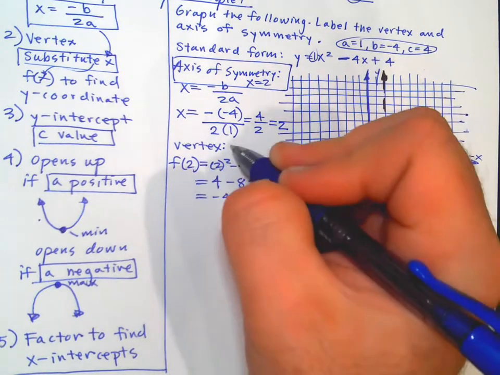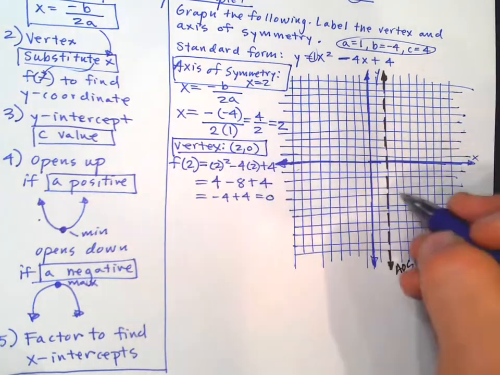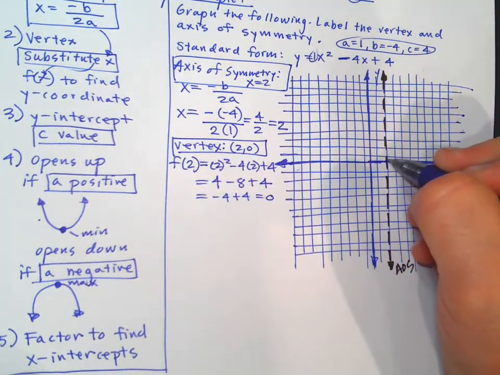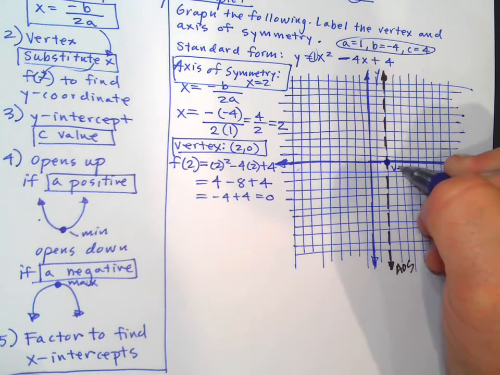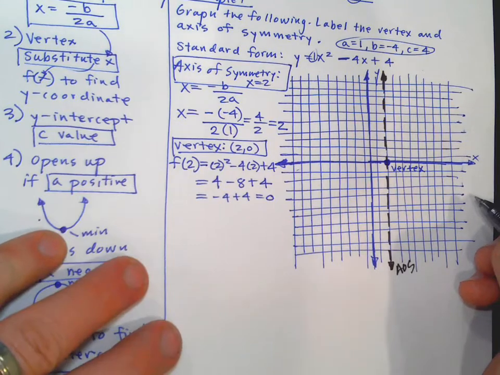That's the x value of the vertex. The vertex is a point. It is 2, 0. On your graph, 2, 0, right here. That's your vertex. Okay? All right.